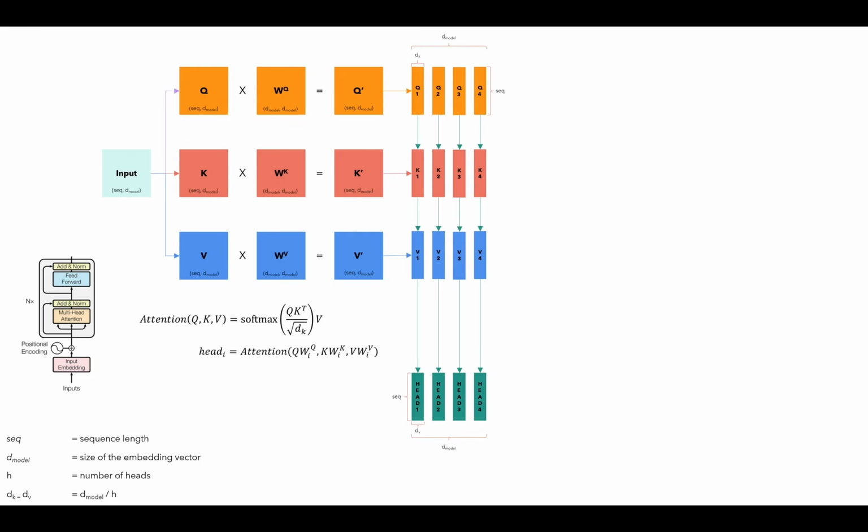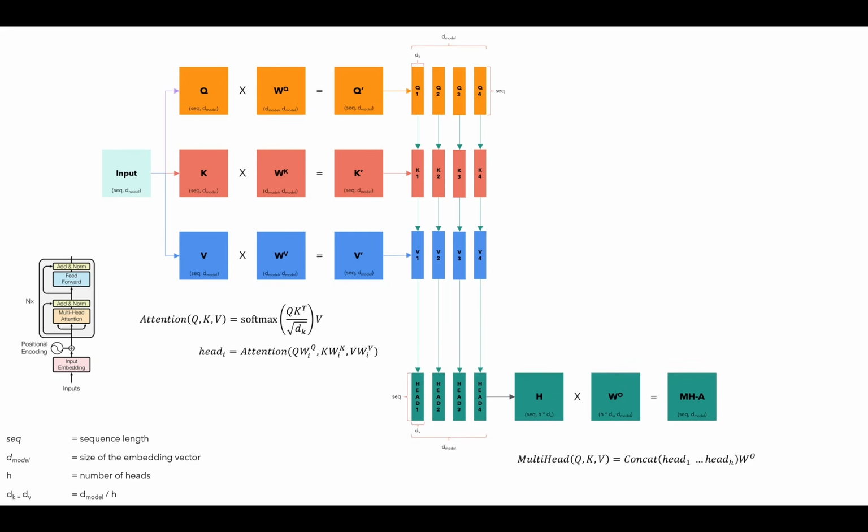Then we combine them back, so we concat them back just like the paper says, so concatenation of head 1 up to head H, and finally we multiply it by WO to get the multi-head attention output, which again is a matrix that has the same dimension as the input matrix. As you can see, the output of the multi-head attention is also sequence by D model.